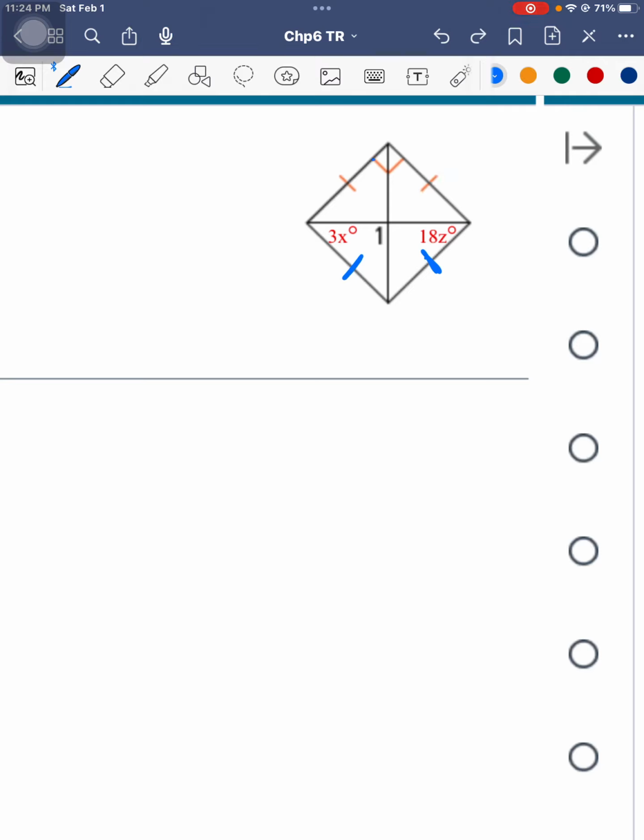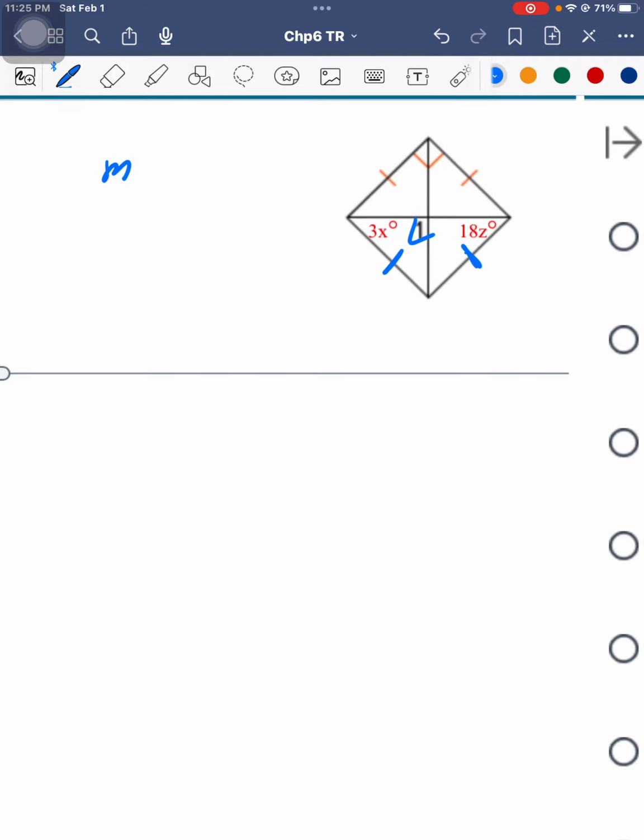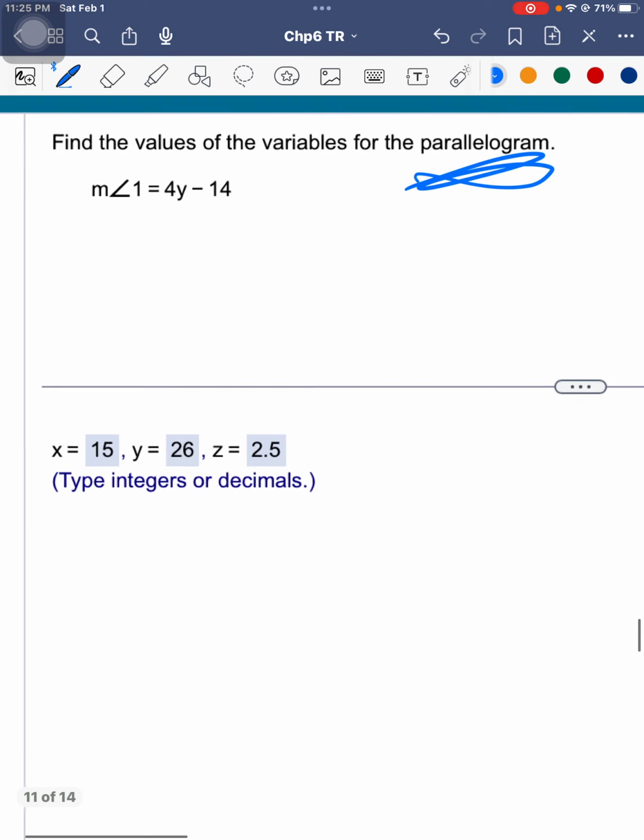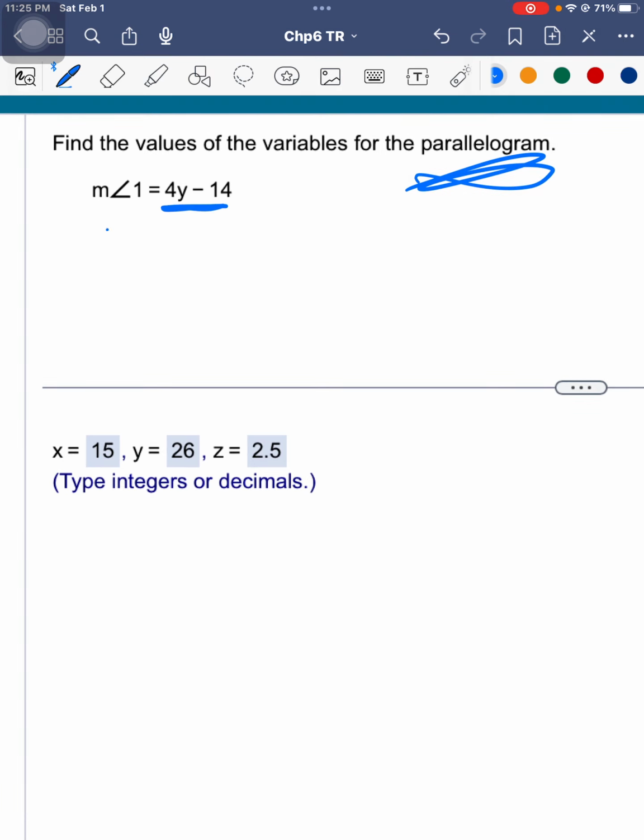Because squares and rhombuses are when you have all sides congruent. But this is a square. How do I know that? Because there's a right angle. A rhombus is a square without a right angle, okay? So once I see a right angle, I can safely assume it is a square. So now in squares, the diagonals bisect at 90 degrees. So this is 90. So measure of angle 1 is equal to 90. But it also says here, the measure of angle 1 is also equal to this. So measure of angle 1 is also equal to 90.